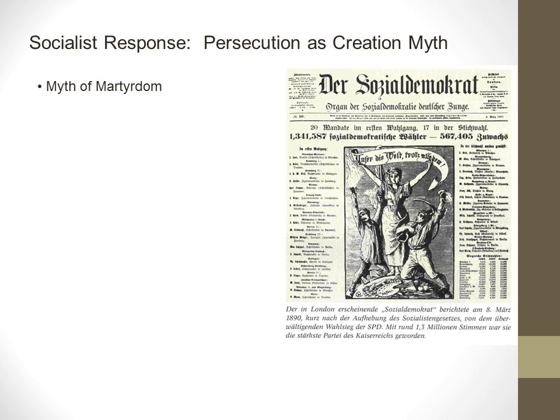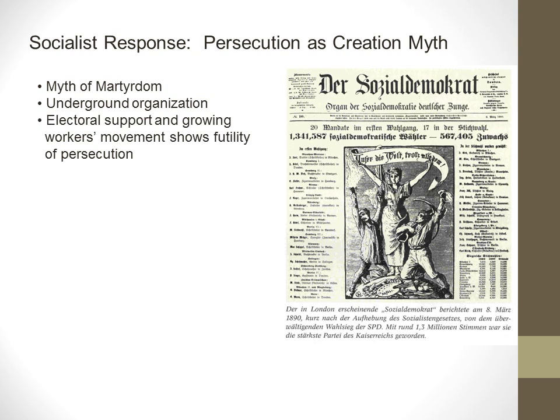The socialist response to Bismarck's persecution, though, was not that they would be destroyed. Instead, the SPD and German socialism in general really grew as a result of this. And this is obviously a German socialist newspaper. And the German Socialist Party was able to build a myth of martyrdom, that they were the subject of persecution, and that they became an underground organization that appealed to individuals that were particularly struggling in the industrial world, as a worker particularly.